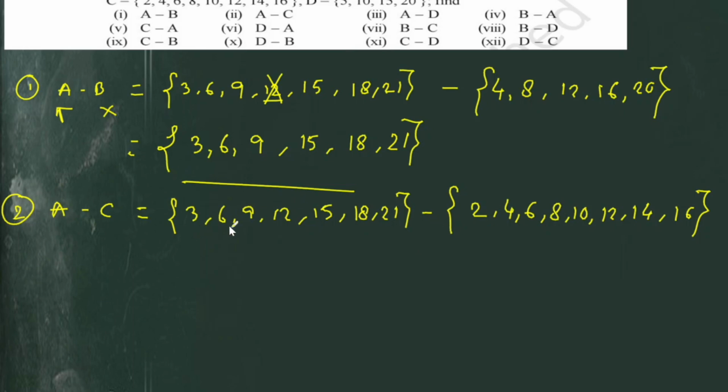So 2, is there any 2? No. 4, is there any 4? No. 6, is there any 6? Yes, so you have to remove this one. 8, no. 10, no. 12, yes. 14, no. And 16, no. So you basically have to remove 6 and 12. So we'll get 3, 9, 15, 18, 21. Clear? So this is A minus C.